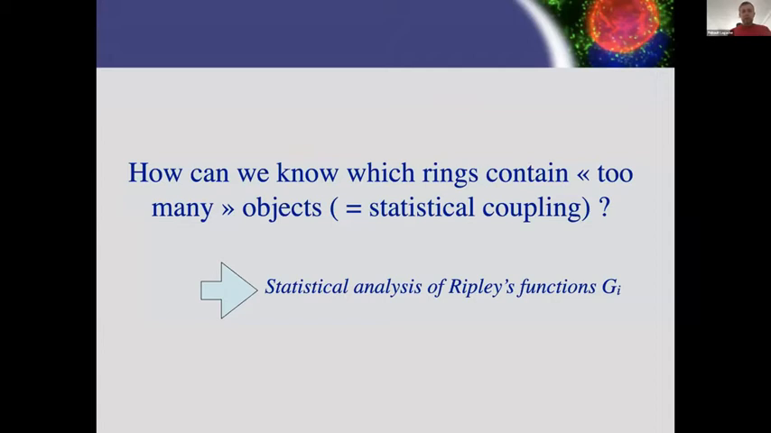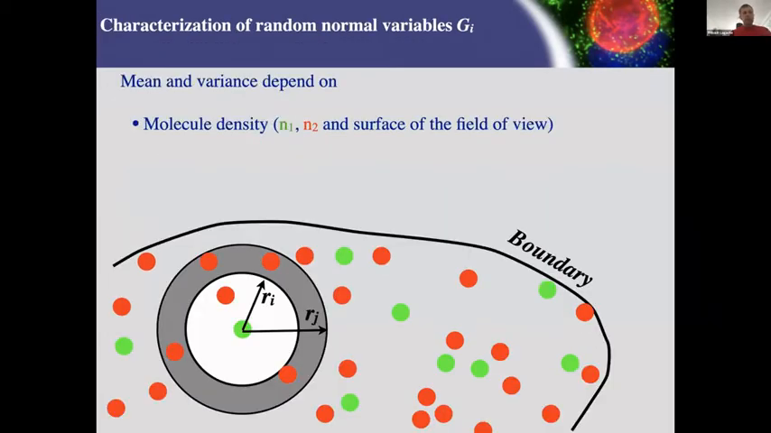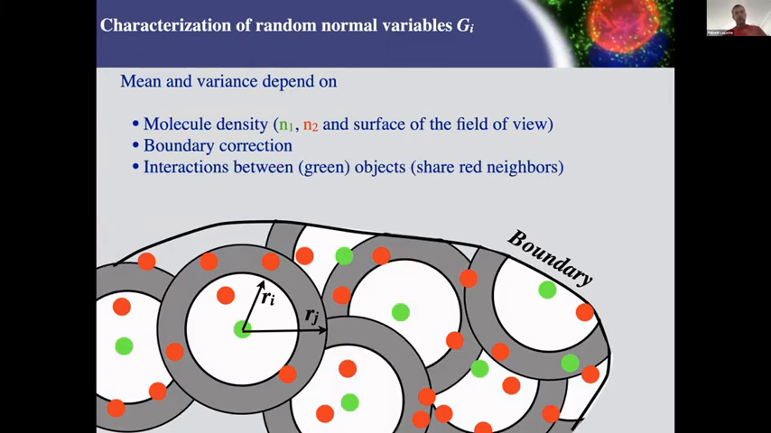Quite rapidly, we found that the expected number of objects inside this annulus under the null hypothesis of randomness is just a Gaussian. So we just need to compute the mean and variance. It's not completely easy. The mean and variance depend on the molecule density, the surface of the field of view, and some boundary correction, because for points or objects close to the boundary, we expect fewer neighbors, and also the interactions between green objects that share some red neighbors.